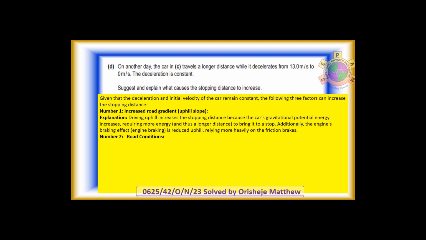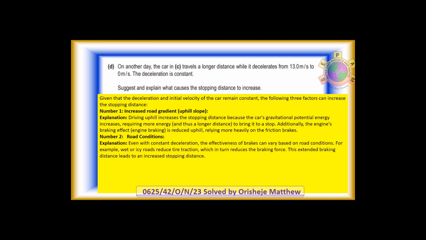Number 2, road conditions. Explanation: even with constant deceleration, the effectiveness of brakes can vary based on road conditions. For example, wet or icy roads reduce tire traction, which in turn reduces the braking force. This extended braking distance leads to an increased stopping distance.